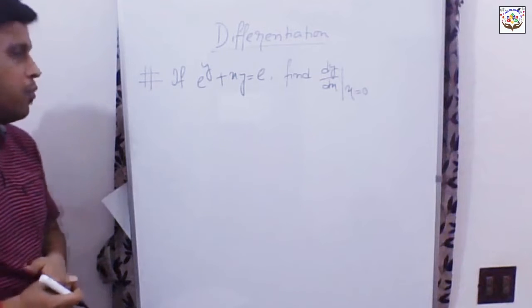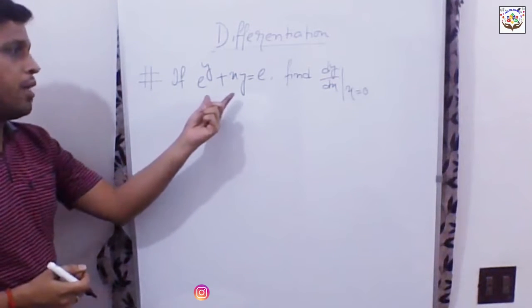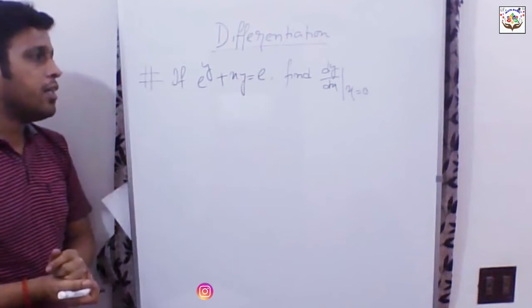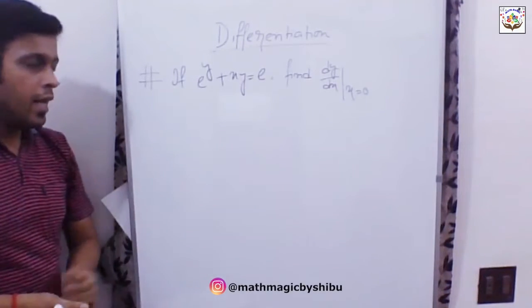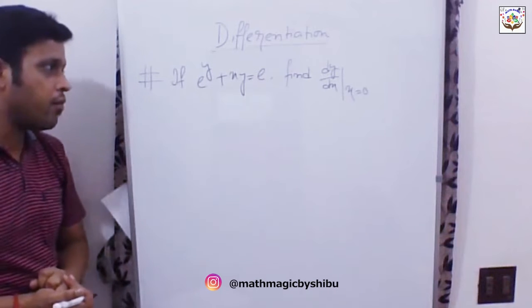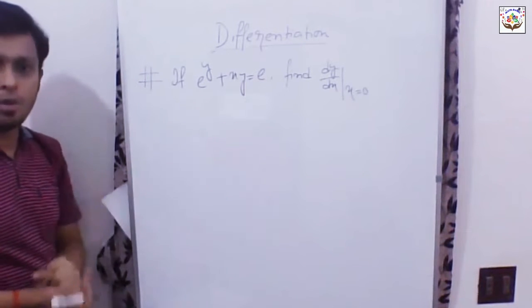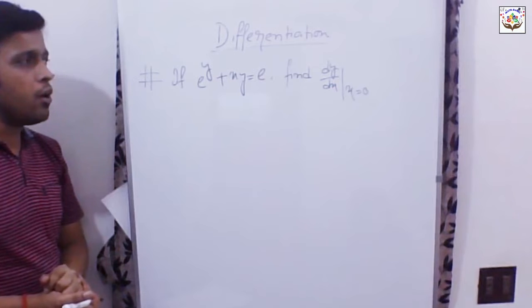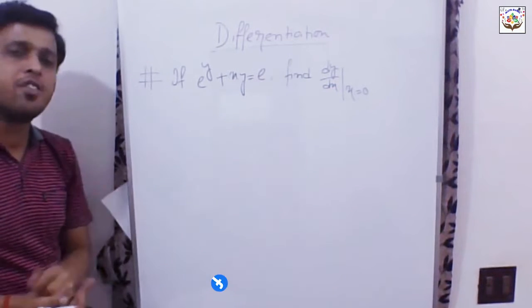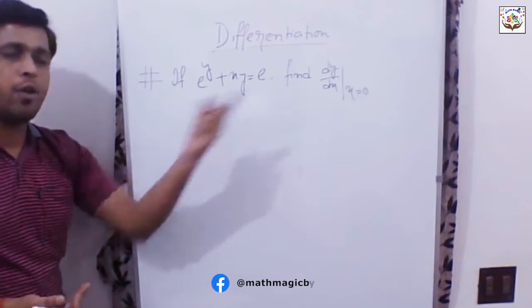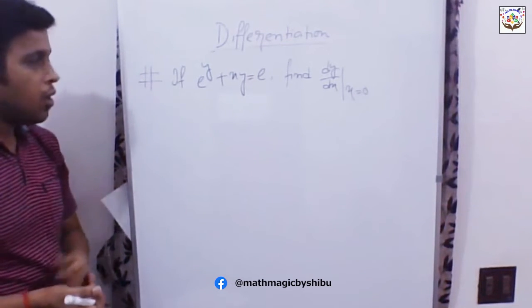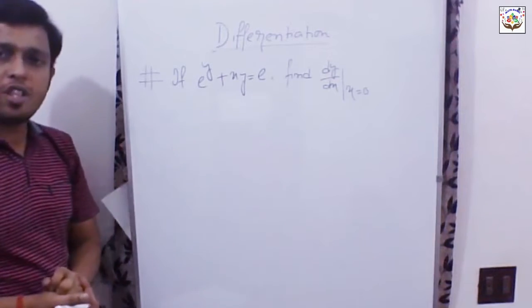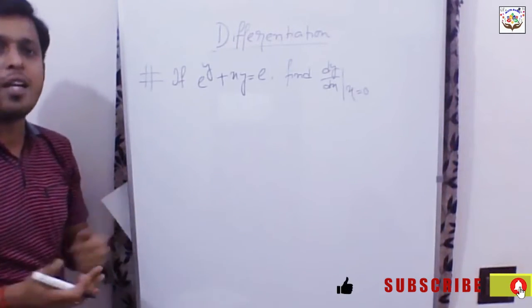So here in this problem, we have if e to the power y plus xy equals e, then we need to find the value of dy/dx when x equals 0. Like the previous sum we did, but there we only found the value of dy/dx, not depending on any value of x or y. Okay. So just as previously, we will differentiate both the sides with respect to x at first, then we will put the value of x equals 0 to get the desired answer.